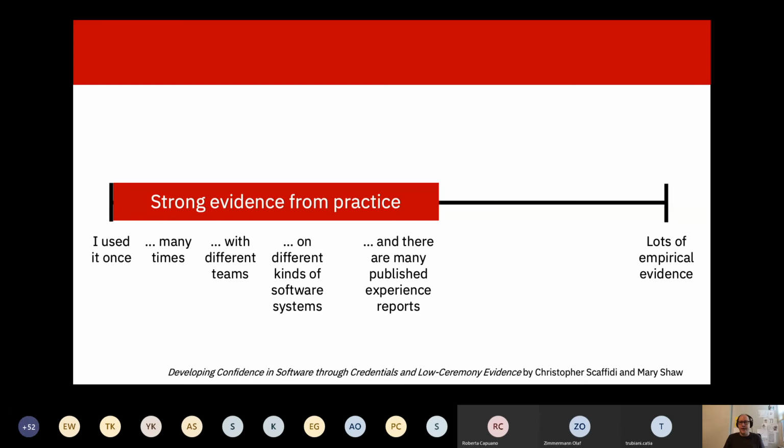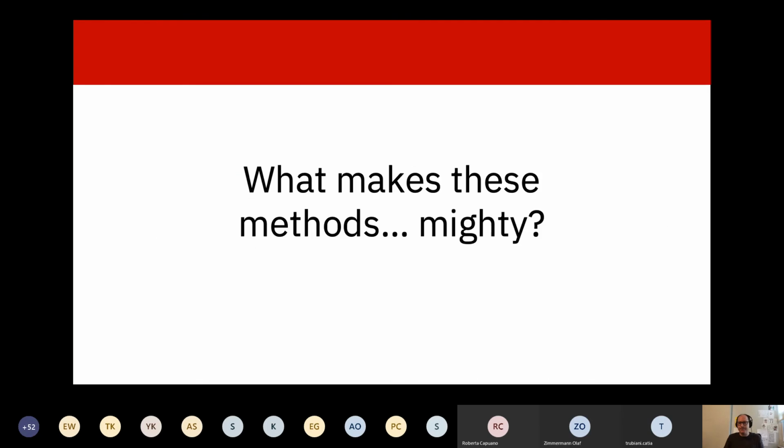Now, for the gap that's remaining, maybe someone hearing this talk today will be inspired. You can insert your PhD thesis here and help us close the gap on finding more empirical evidence. But for now, we can suffice to say that we have very strong evidence from practice that these are good methods. Okay, so what makes these methods mighty?